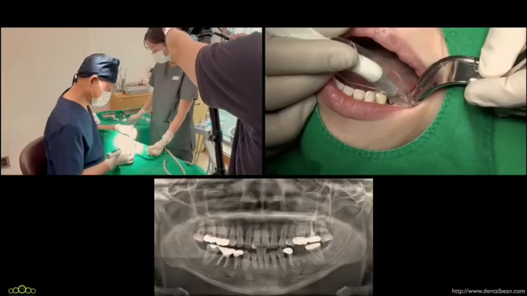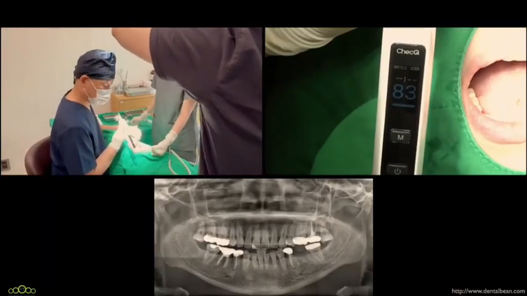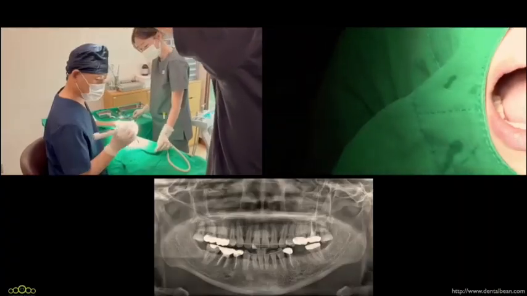83. So it was very strong primary stability.